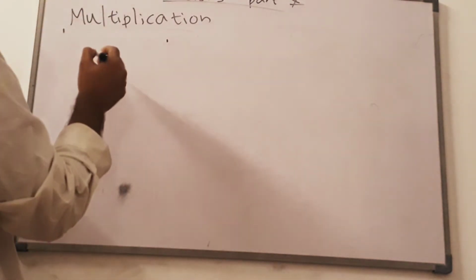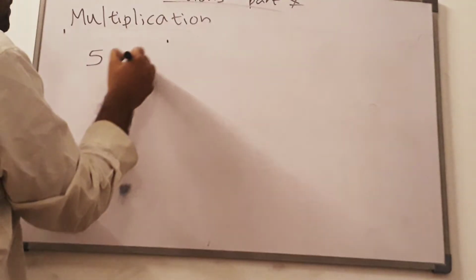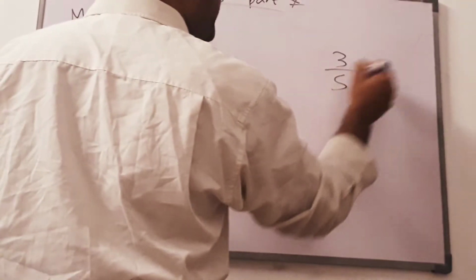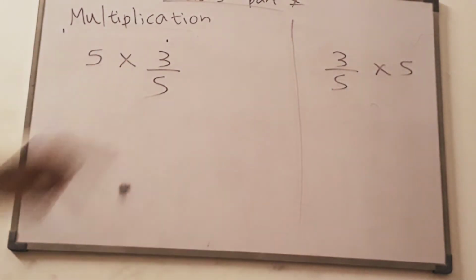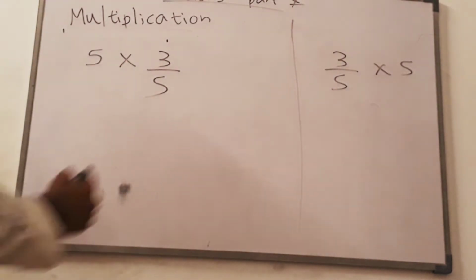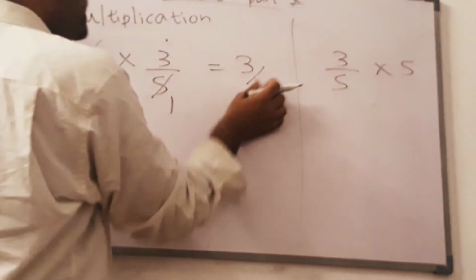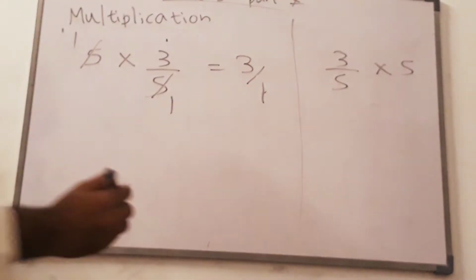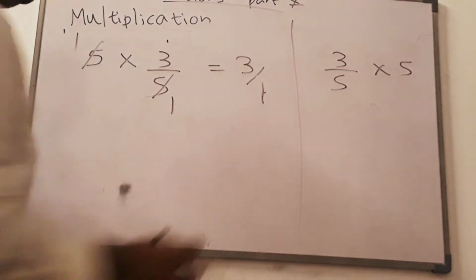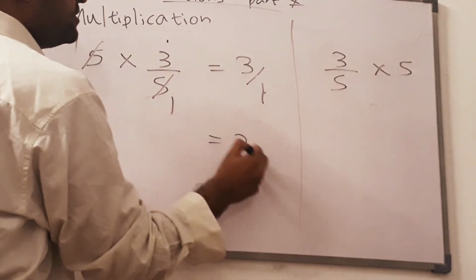Next is 5 times 3 over 5, or 3 over 5 times 5. Here also 5 and 5 can be simplified, because 5 is a factor of both the denominator as well as the whole number. 1 times 3 is 3. 3 over 5 is the answer. Sorry, 3 over 1 is the answer. Okay, but this is not the final answer. 3 divided by 1 is 3. So 3 is the final answer.